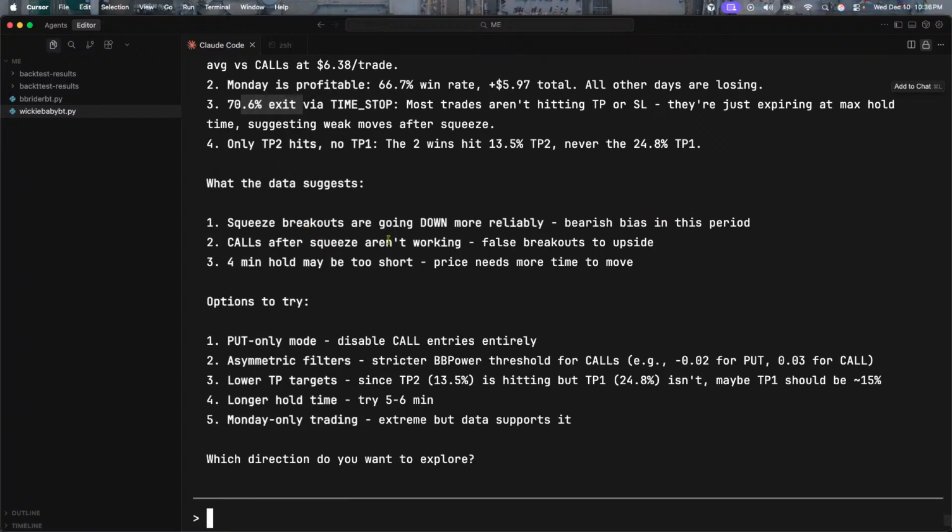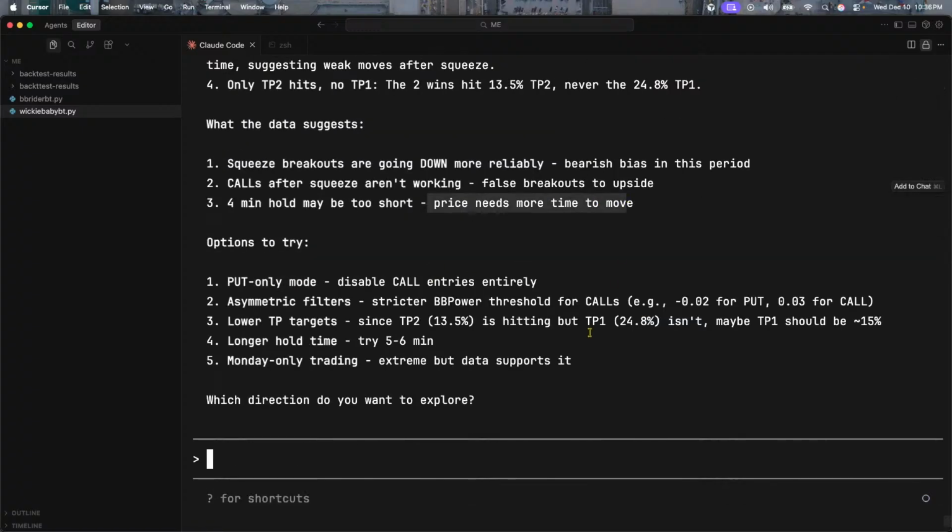The calls after a squeeze aren't working. The false breakouts to the upside. The 4 minutes may be too short. The price needs more time to move. I don't believe that. Asymmetric filters, stricter for calls than for puts. Lower the TP or longer hold time or Monday trading only. No, I'm not doing that.